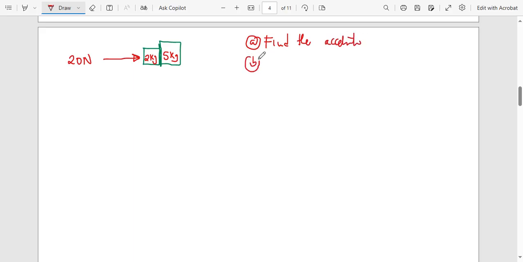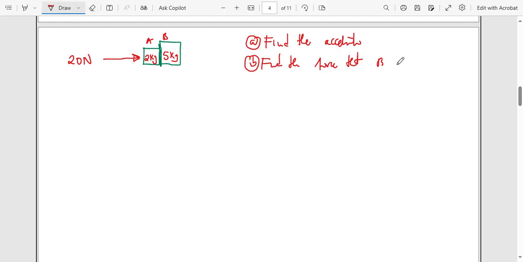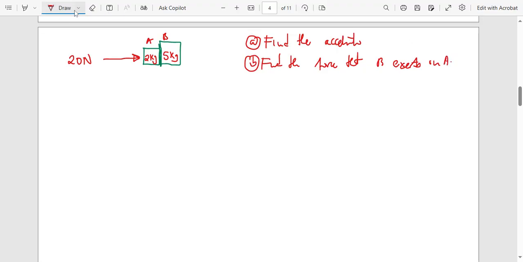And then B, find the force that, let's say this is A, this is B, that B exerts on A. Okay, that's our question.